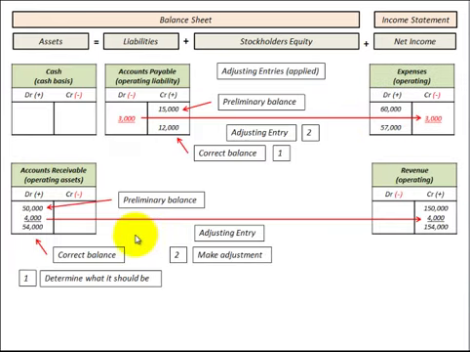All right, to summarize how we calculated our adjusting entry, the first thing we had to do is determine what the correct balance should be at the end of the period or the end of the year for our account. Then we looked at the preliminary balance that was in the account, and the difference would have been our adjusting entry, the difference between the preliminary balance and the correct balance. And then any adjusting entries we made on the balance sheet had to be balanced with a revenue and expense account on the income statement.